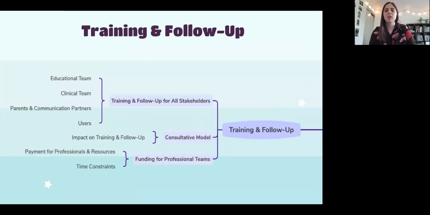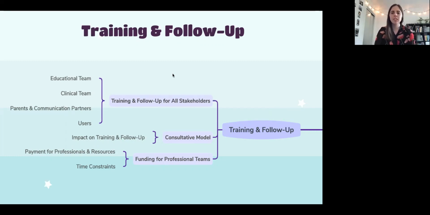For training and follow-up, we found barriers and facilitators to each of these areas on here. It was noted repeatedly that there's just a need for more training and follow-up for everybody involved, including members of the educational team, the clinical team, parents, communication partners, and even users themselves. For clinicians, it was found that many clinicians didn't feel confident or capable in using an AAC device, which served as a barrier to care and device use in a lot of different ways. For example, within hospital settings where nursing staff reported being almost entirely reliant on parents to communicate with children and really not being able to use an AAC device to communicate with these children directly.